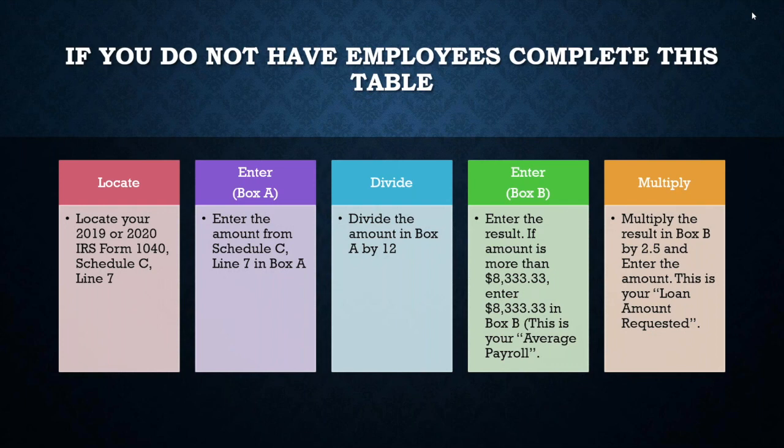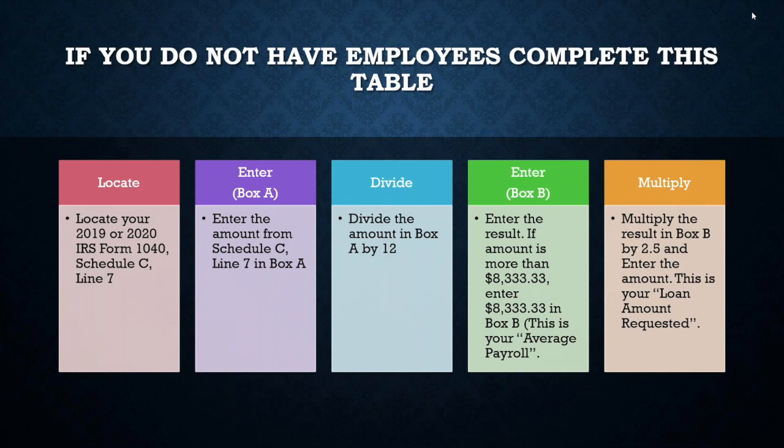Now, here's one thing you need to know. If the amount that you're going to enter is more than $8,333.33, enter the maximum amount, $8,333.33. Otherwise, you enter the amount that you got from dividing box A by 12. Okay, so that's what you're going to enter in box B.